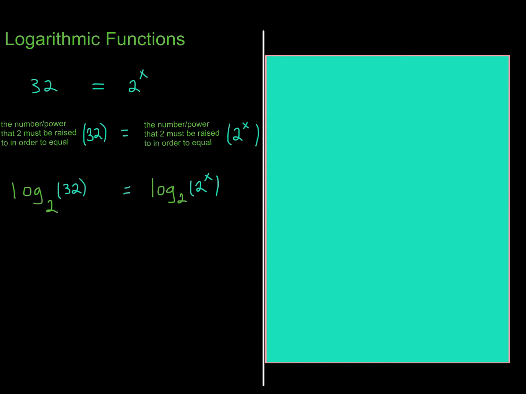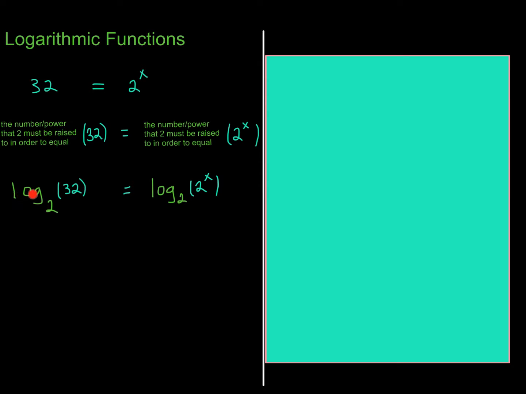So when I read this, I'm saying log base 2 of 2 to the x. And what that means is I'm looking for the number that 2 must be raised to in order to get 2 to the x. Over here on the left, I have the number that 2 must be raised to in order to equal 32, and that again is applying log base 2 to both sides.